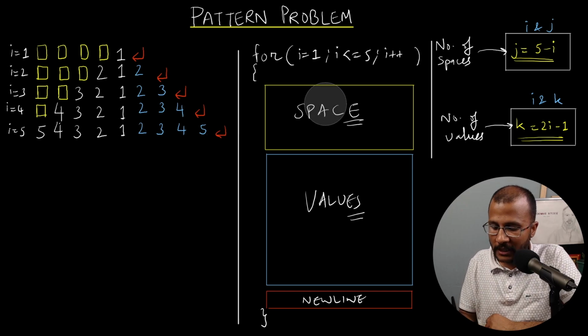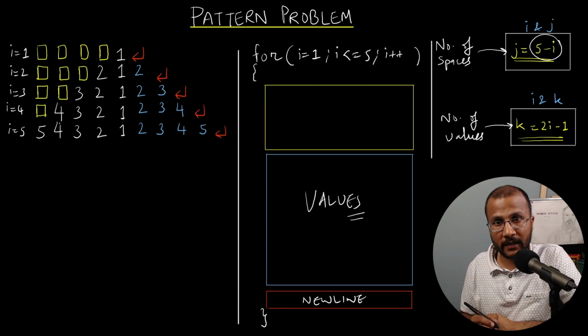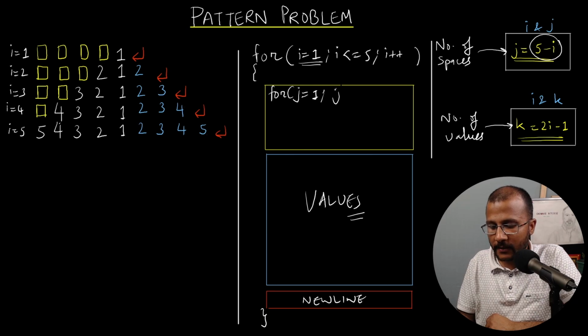Now how do I know how many spaces are to be printed? It's very simple. I know there are 5 minus i number of spaces to be printed because I already have i from the outer loop. So I'll run an inner loop, for j equals to 1, j must be less than equals to 5 minus i. Already we have found out this relationship, j plus plus.